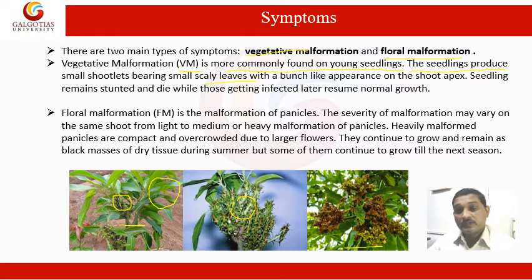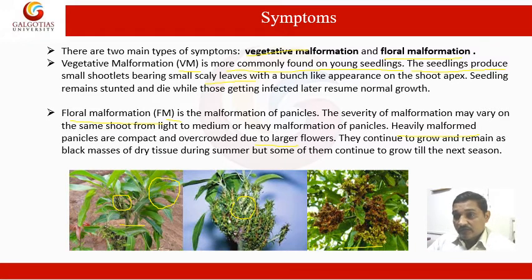The development of the seedling is restricted by this pathogen from normal growth. The next one is floral malformation, also known as FM. The severity of the malformation may vary on the same shoot from light to medium or heavy malformation of panicles. Heavily malformed panicles are compact and overcrowded due to larger flowers.